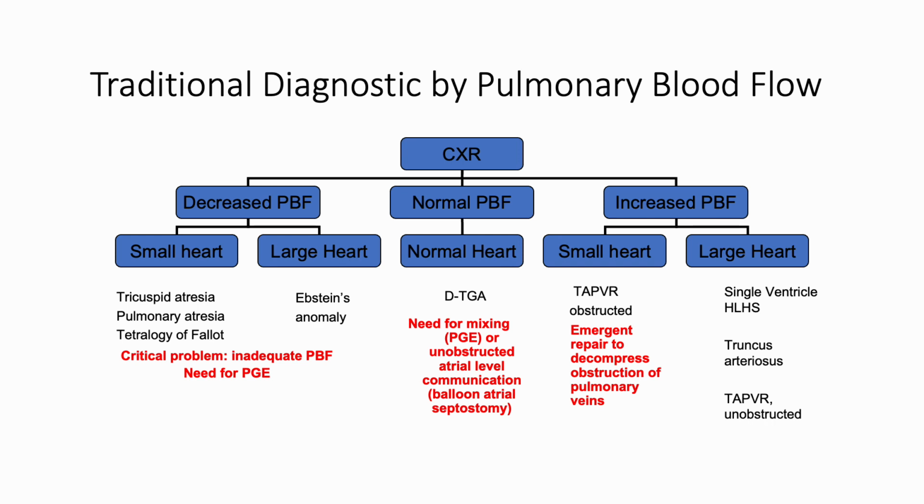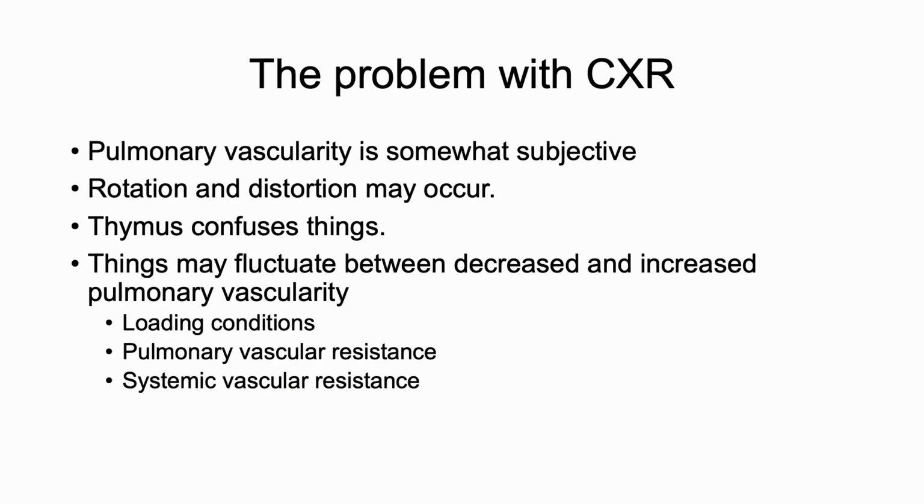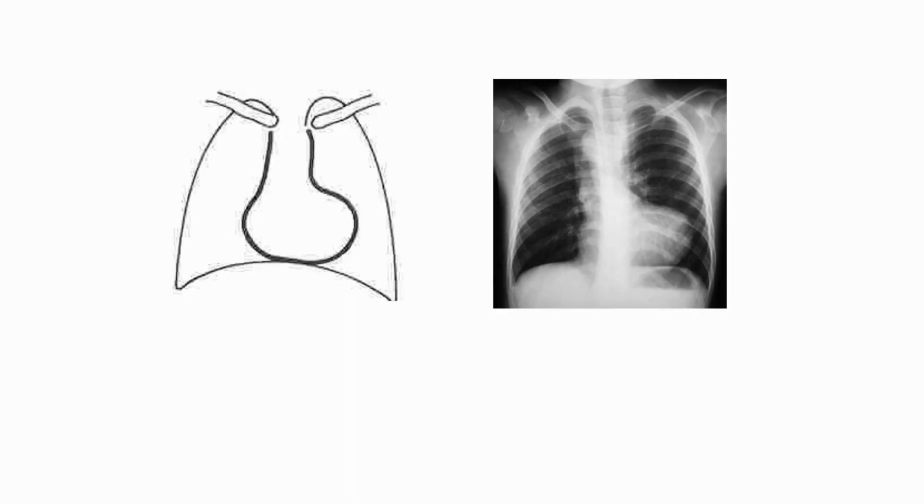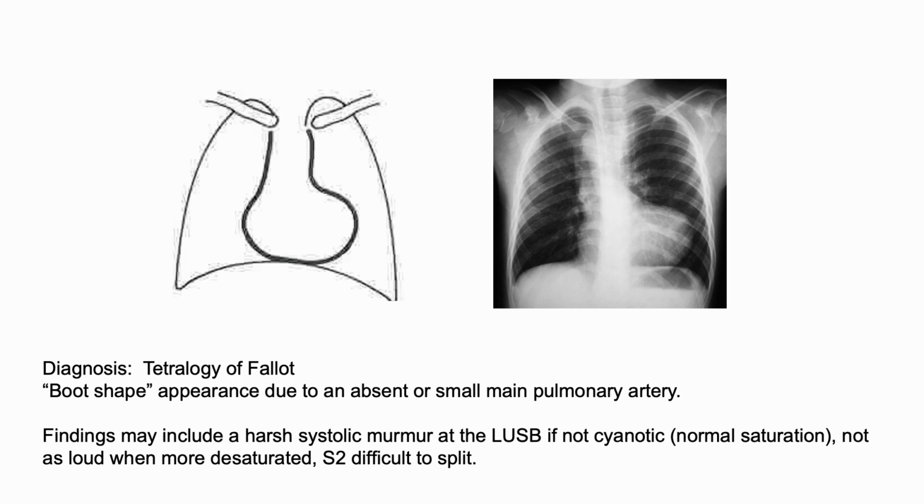Having shown you all of this, I don't think in today's day and age we diagnose cyanotic heart disease using a chest x-ray. It's a good skill to have, but I don't think it's very relevant today. The problem with the chest x-ray: pulmonary vascularity is somewhat subjective. There could be rotation, there can be distortion, the thymus confuses things, and pulmonary vascularity may fluctuate based on loading conditions, PVR, and SVR. But we also need to pass our boards. And so here are a few known key special chest x-rays.